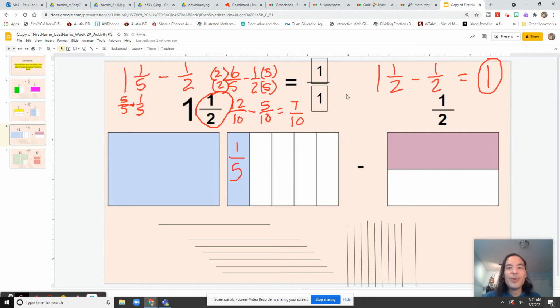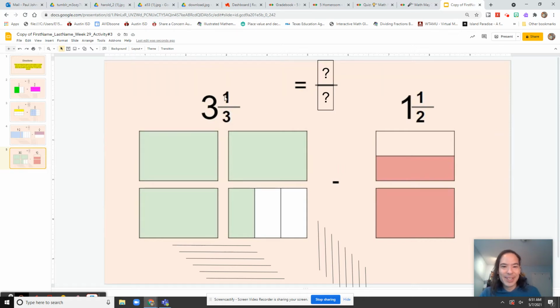Remember, anytime your numerator and your denominator are the same, it equals 1. So this can be 2 over 2, 3 over 3, 4 over 4, because all fractions are division. So 1 divided by 1 is 1, 2 divided by 2 is 1, 3 divided by 3 is 1, 4 divided by 4 is 1. So remember, anytime you have the numerator and denominator the same, it's the same thing as 1 whole. So this page was funky. I'm sorry. Let's move on.